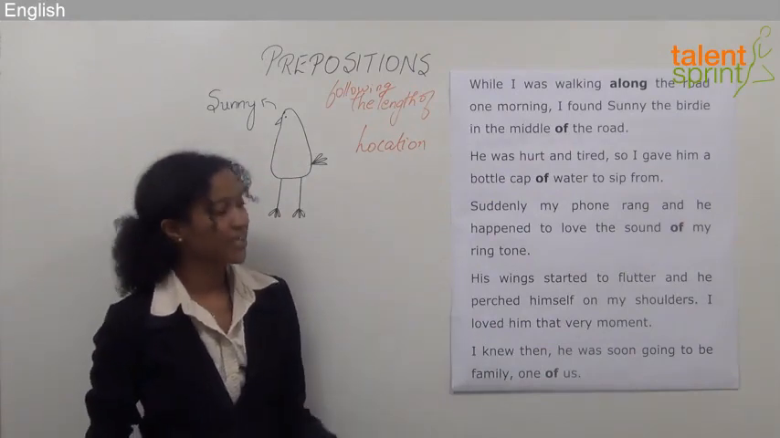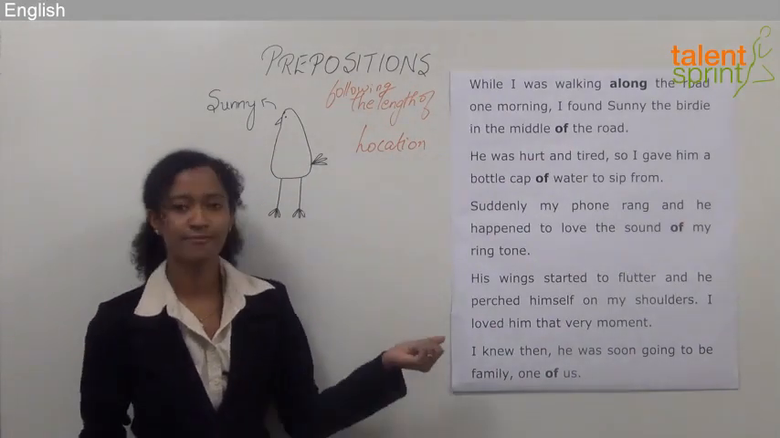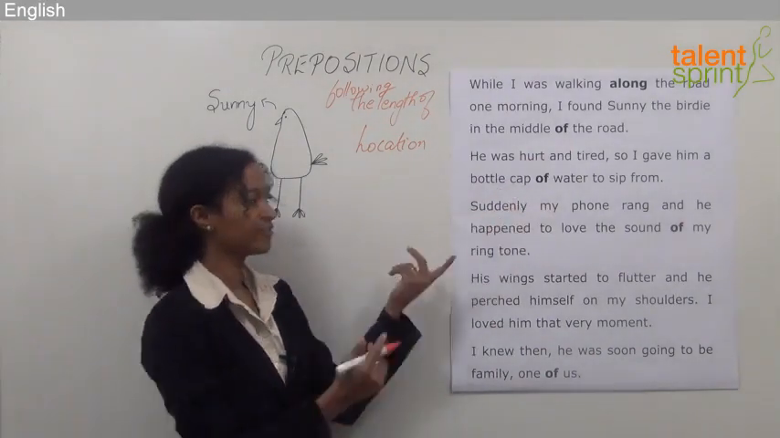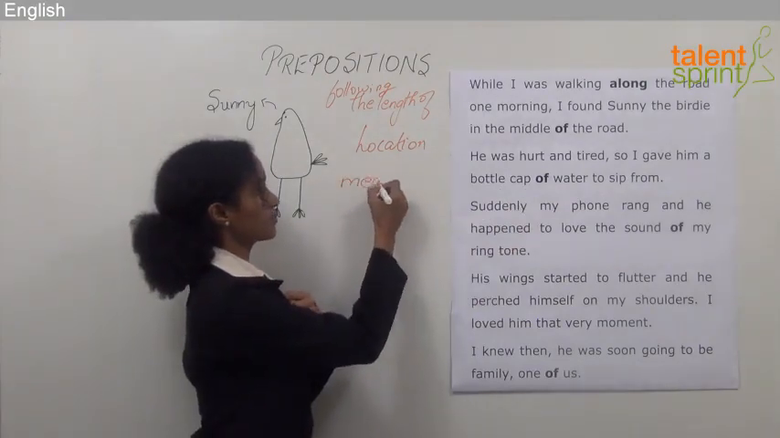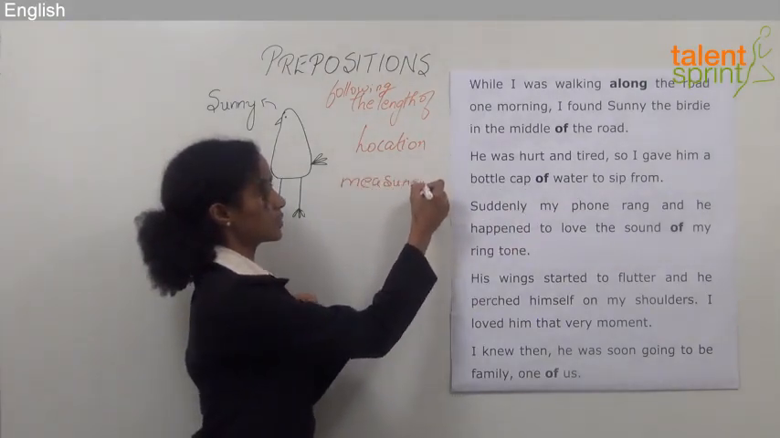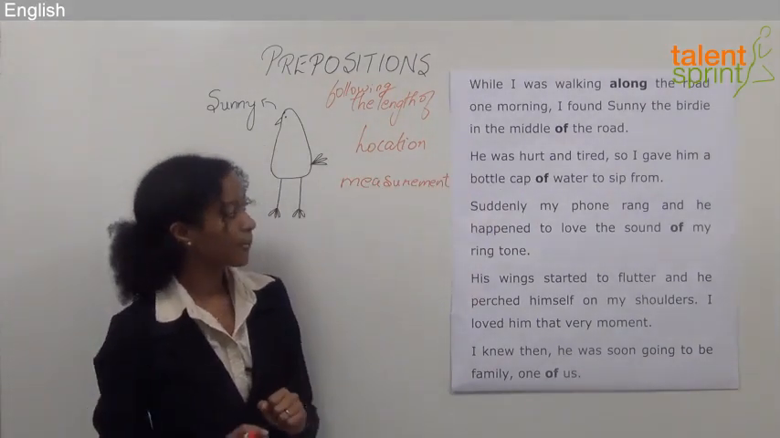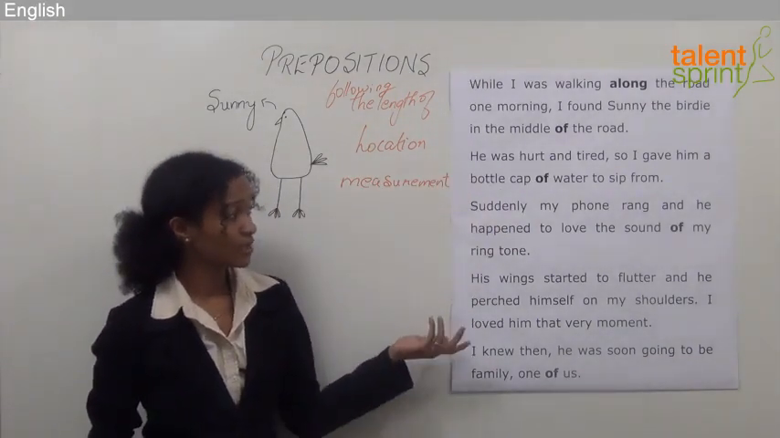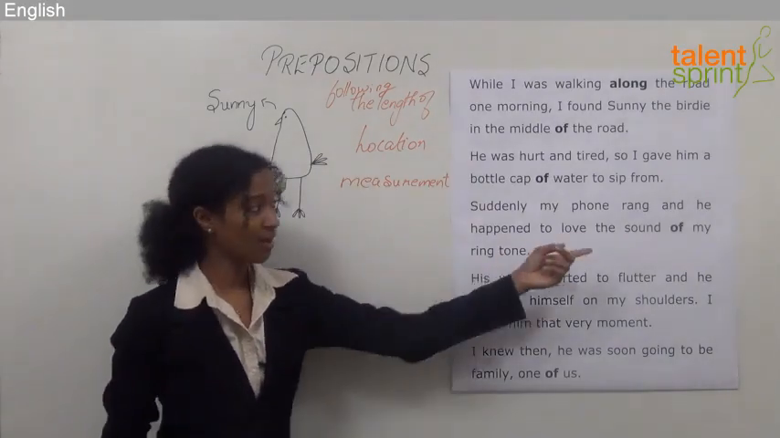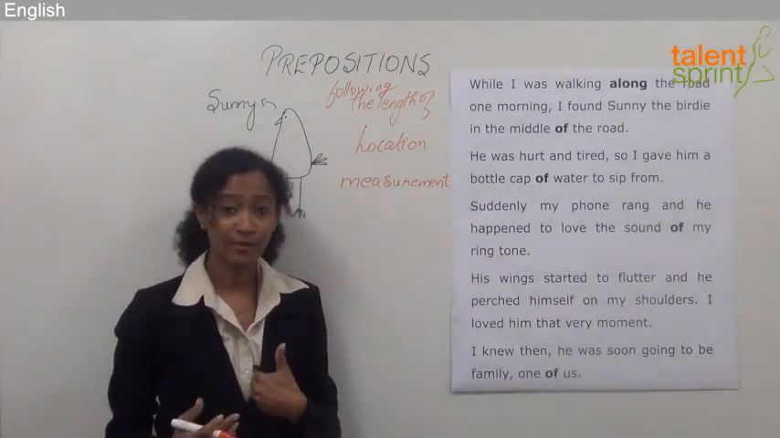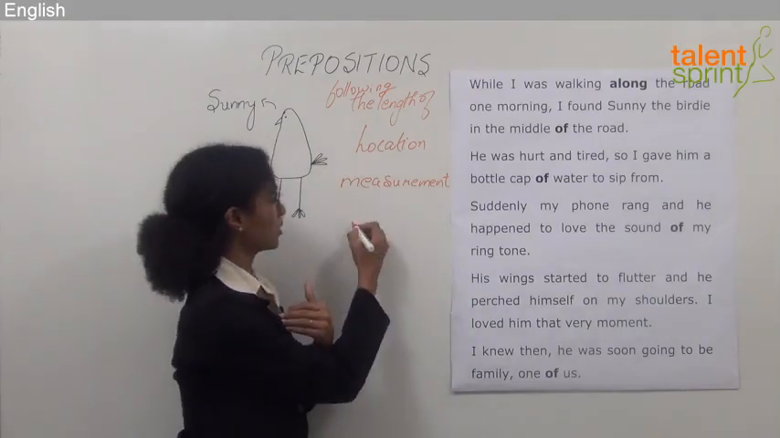He was hurt and tired, so I gave him a bottle cap of water to sip from. Here, this of denotes measurement. Like a cup of milk, right? Suddenly my phone rang and he happened to love the sound of my ringtone. Now this of denotes possession. It's my ringtone, my phone, right?